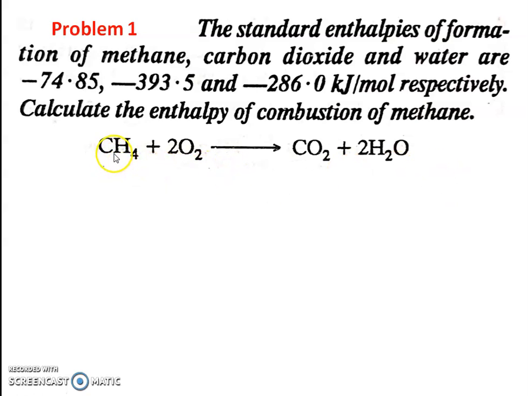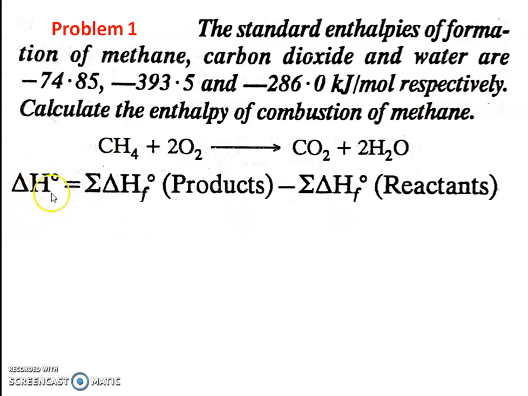This is the chemical equation. Methane, when burnt in excess of oxygen, that is 1 mole of methane reacts with 2 moles of oxygen, there is a formation of carbon dioxide and 2 moles of water. Now the heat of reaction or enthalpy of combustion is equal to the sum of enthalpies of formation of products minus the sum of enthalpies of formation of reactants. Actually, this chemical equation is the equation of combustion of methane. Here methane undergoes combustion and there is a formation of carbon dioxide and water.